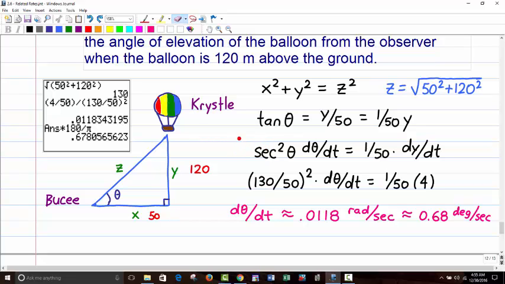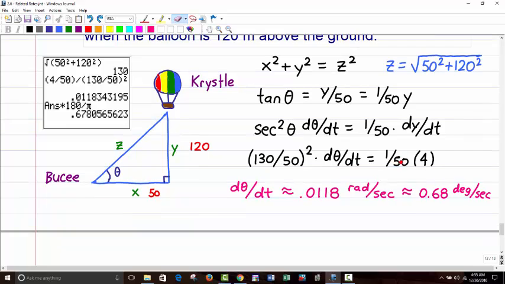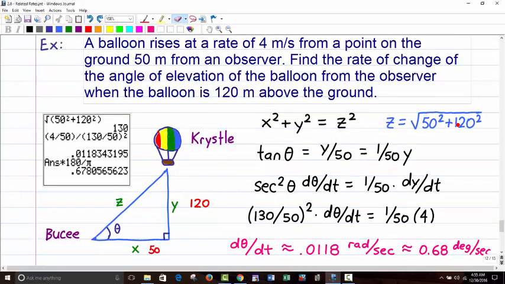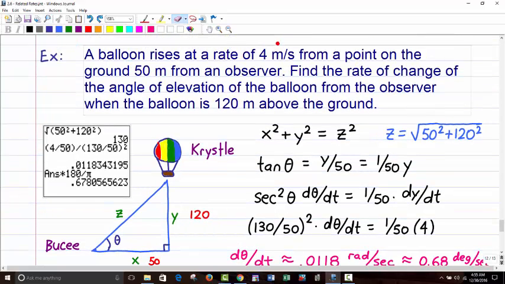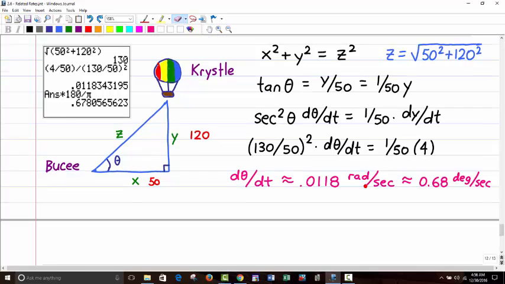Very same idea. Derivative of tangent is sec squared theta d theta dt. Secant would be hypotenuse over adjacent, so it's 130 over 50 squared. d theta dt is the unknown. 1/50 on the right, dy dt is 4. And that was from, see, the balloon's rising at 4 meters per second. And then this came out to 0.0118 radians per second.